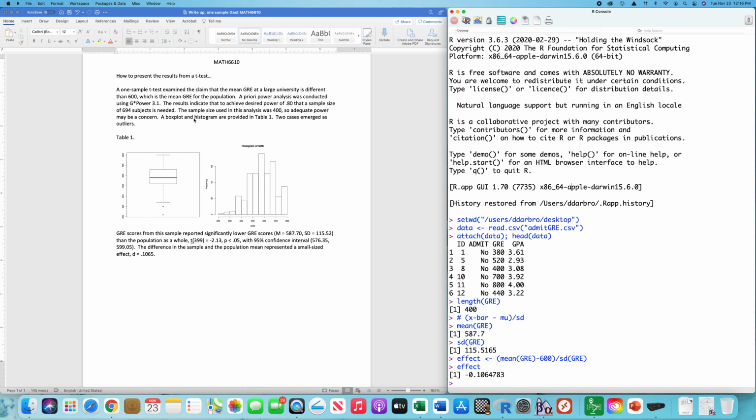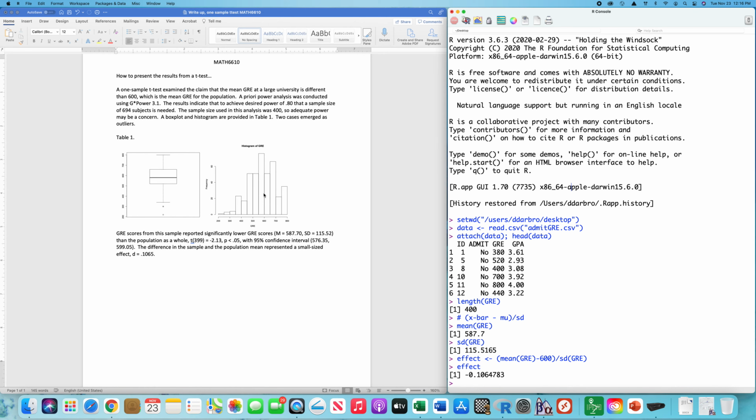The next thing I did is, again, the first thing I want to do is just look at my sample, these 400 students. And I can see two outliers emerged. That's the primary reason for reporting a box plot. And this histogram of the GREs looks relatively bell-shaped and symmetric.